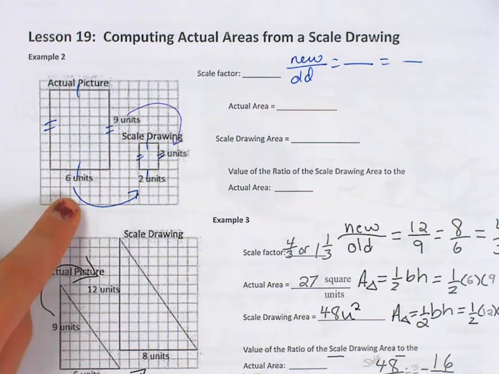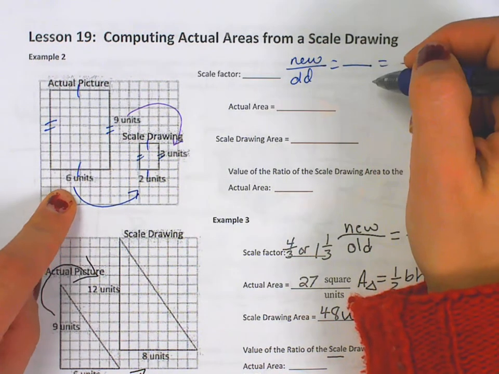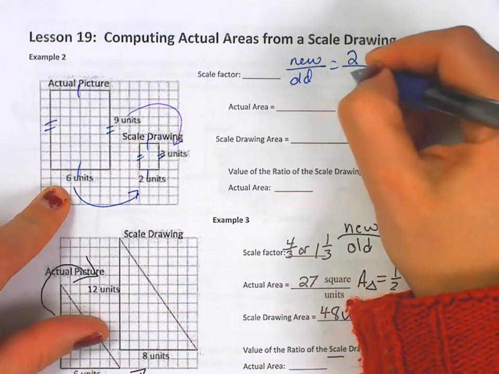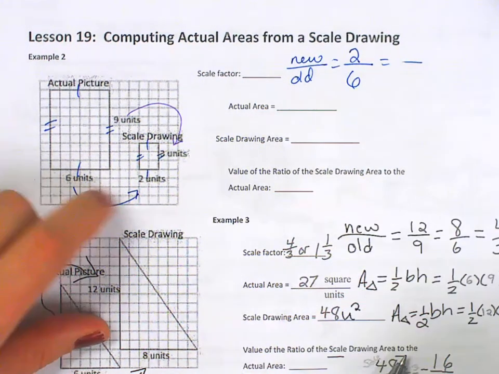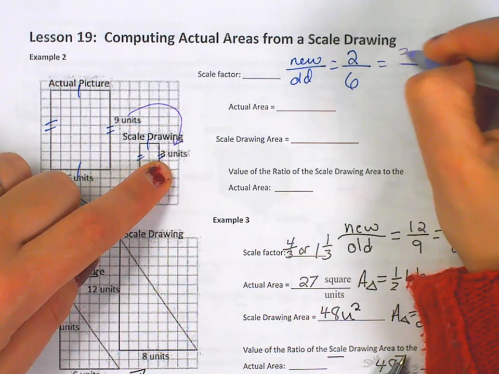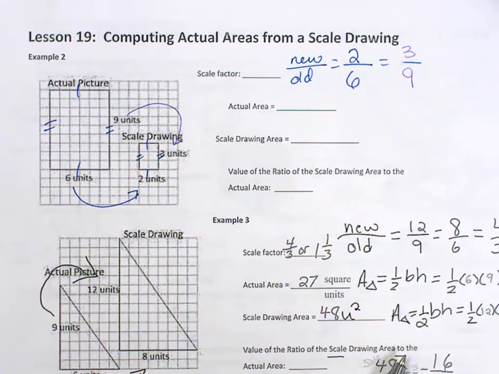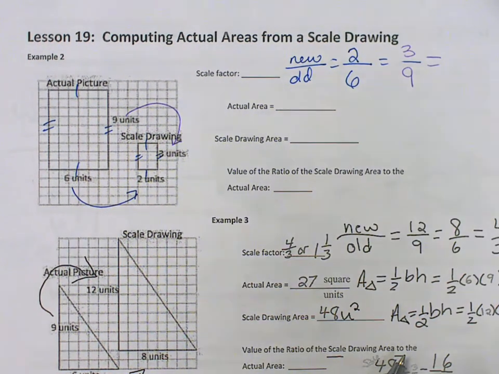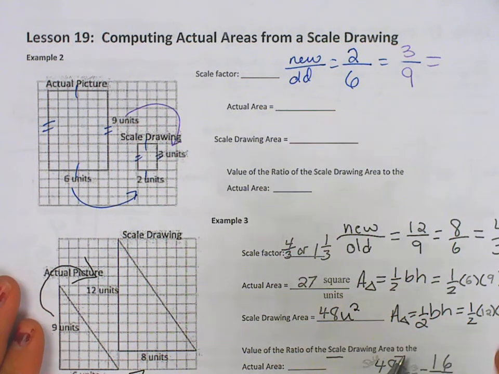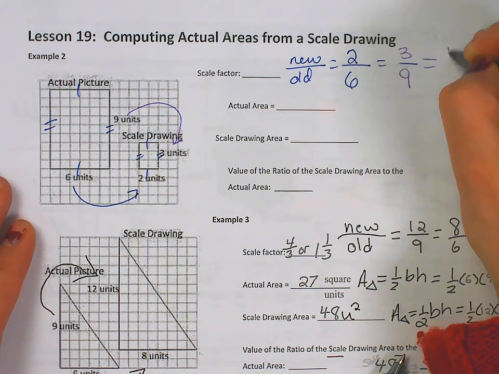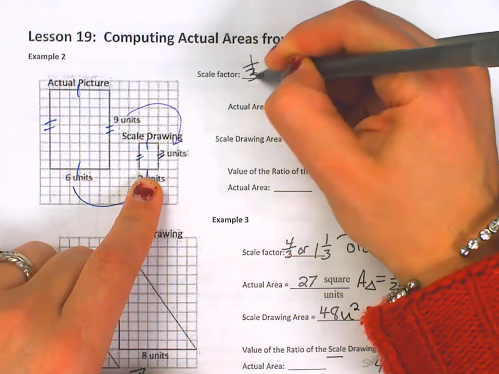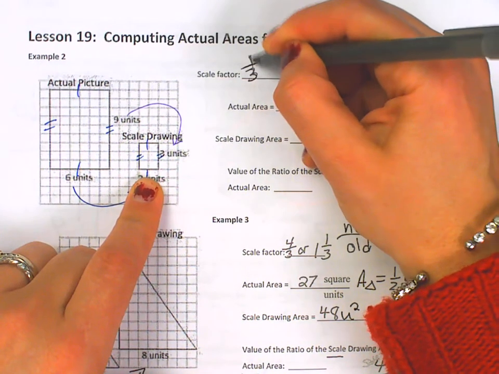Okay? The 6, is that the new number? Nope, the new number is 2. So it goes 2 for the new, 6 for the old. They match. And then I got 3 over 9. These should come out equal. It's supposed to be a scale drawing. So 2 over 6 and 3 over 9 both reduce to 1/3. The second picture is 1/3 the length and the width.